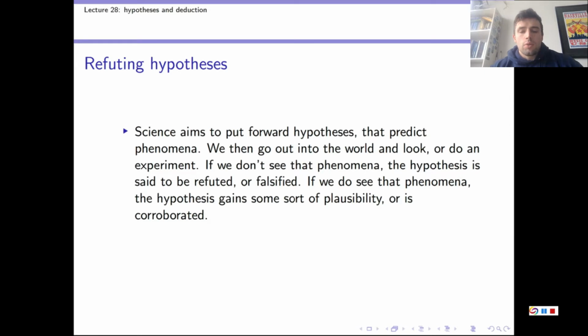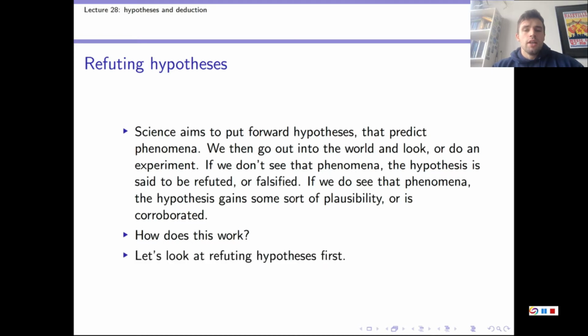We then go out into the world and look or do an experiment. If we don't see that phenomena, the hypothesis is said to be refuted or falsified. And if we do see that phenomena, the hypothesis gains some sort of plausibility. The question is, why do we falsify hypotheses or think that they gain some sort of plausibility on the basis of our observations? So let's talk about falsifying hypotheses first.